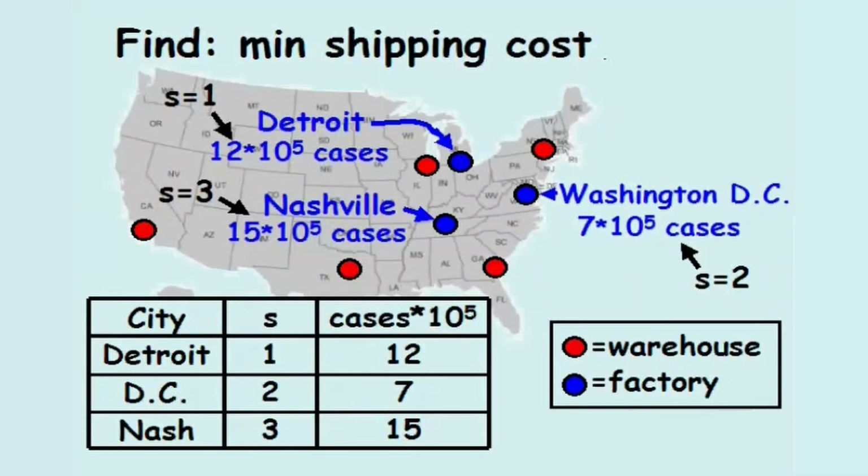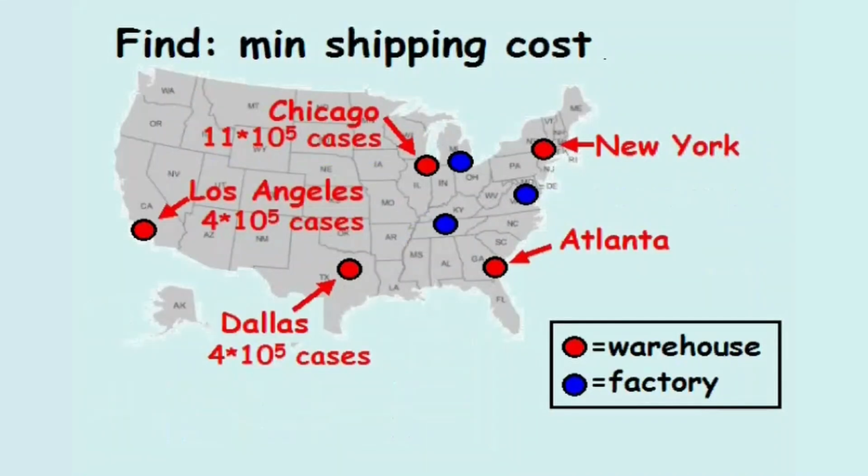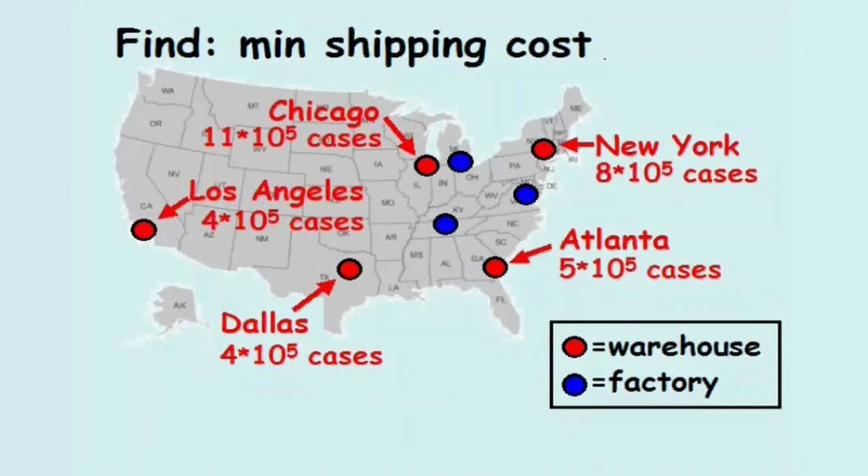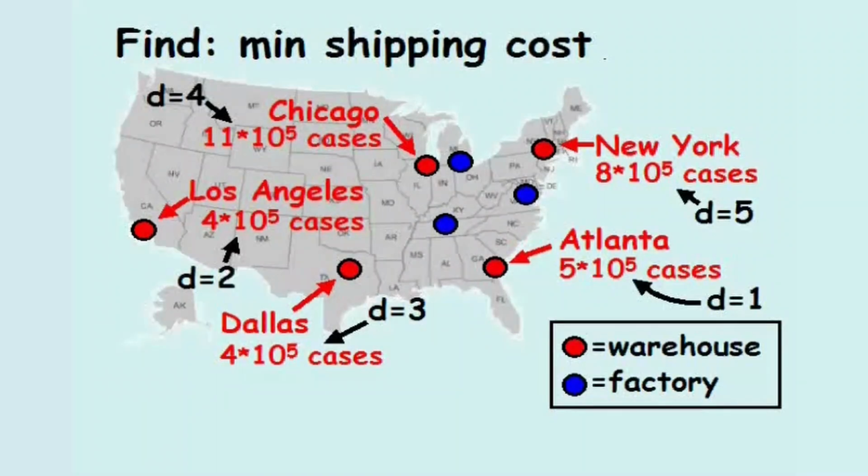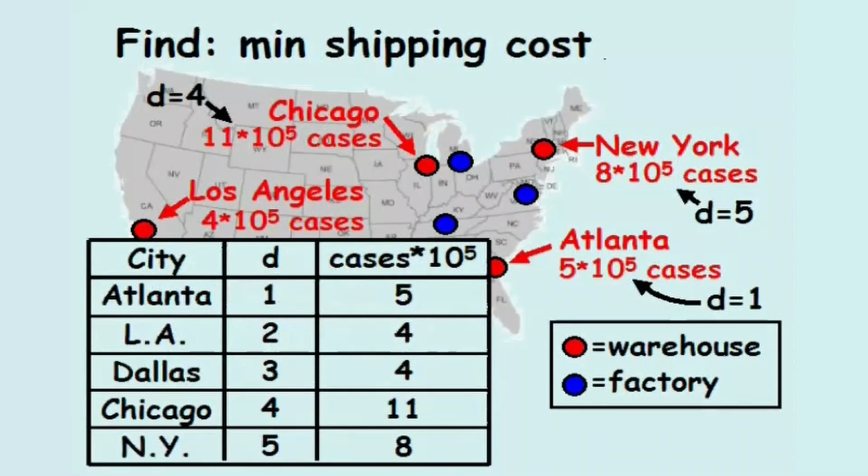The warehouses in each of the 5 cities have monthly demands, which are 1.1 million cases of materials needed in the Chicago warehouse, 400,000 cases in the Los Angeles and Dallas warehouses, 500,000 cases in the Atlanta warehouse, and 800,000 cases in the New York warehouse. Assigning the variable D for demand, a second table showing the demands for these 5 cities is created.